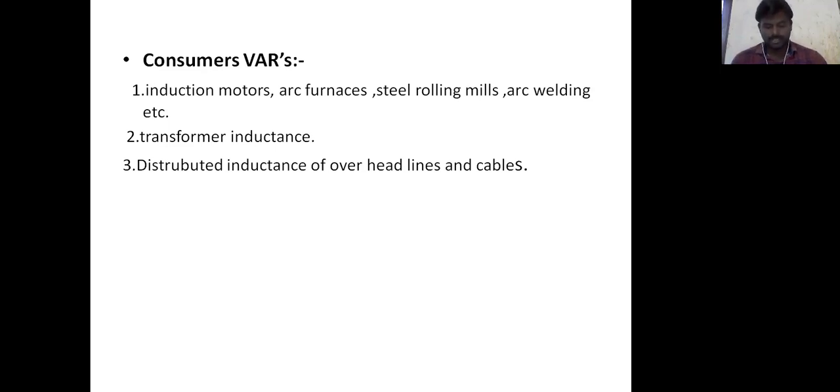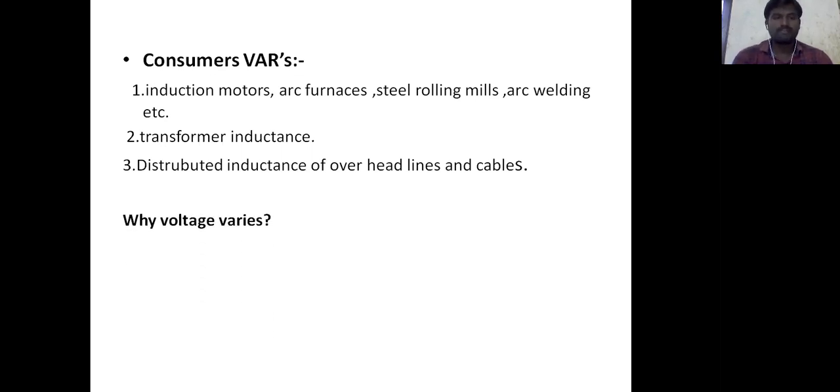A lumped inductor absorbs the reactive power, and a lumped capacitor supplies the reactive power. So capacitance is the generator VAR, and inductance is the consumer VAR. These are used to vary the reactive power within prescribed limits, using the consumer VARs and the generator VARs on the transmission lines.